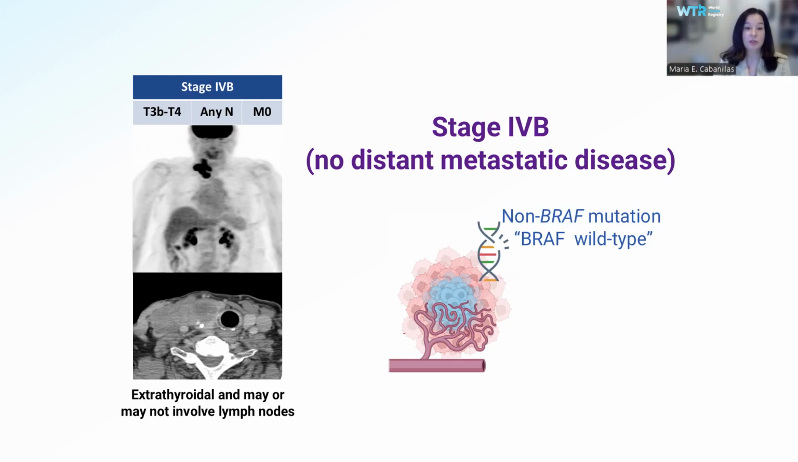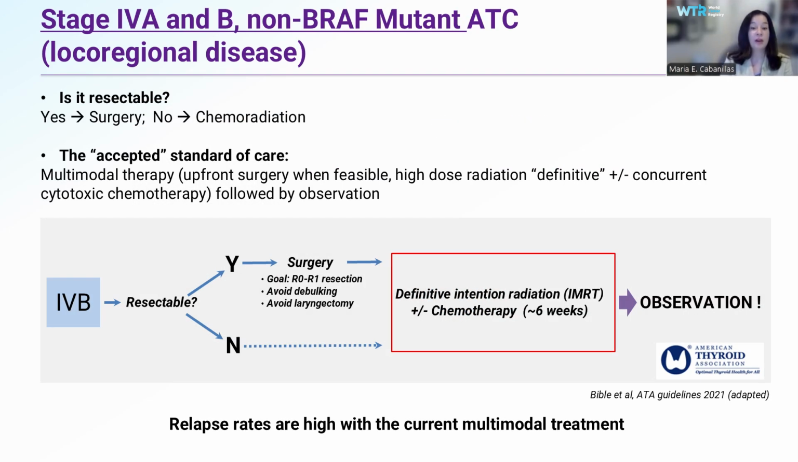So let's start with patients who have stage 4B. These patients do not have metastatic disease. The American Thyroid Association guidelines are very clear about this. The patient is either resectable or not. If they are not resectable, then they go straight to chemoradiation. If they are resectable, then they should have upfront surgery followed by chemoradiation.